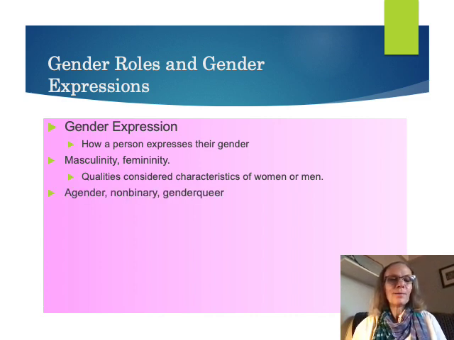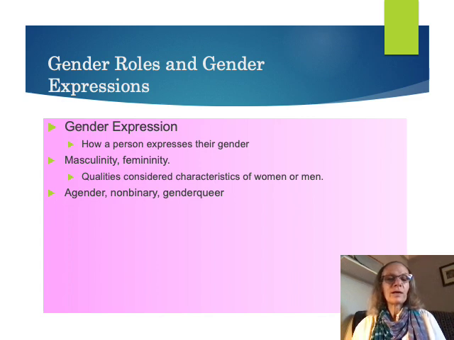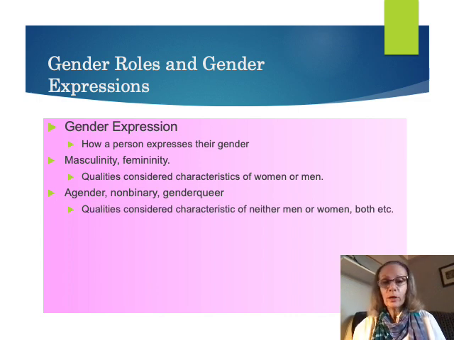Okay. Now, when it comes to gender expression, kind of what we were talking about, if you don't feel like you are a woman or a man, but you feel agender, non-binary, or genderqueer, the way you express yourself would be your gender expression, right? It'd be the qualities considered characteristics of neither men nor women, both, etc. So going back to Asia Kate Dillon, who considers themselves non-binary, they express themselves in a fluid way, neither identified as the characteristics of being a man or being a woman.